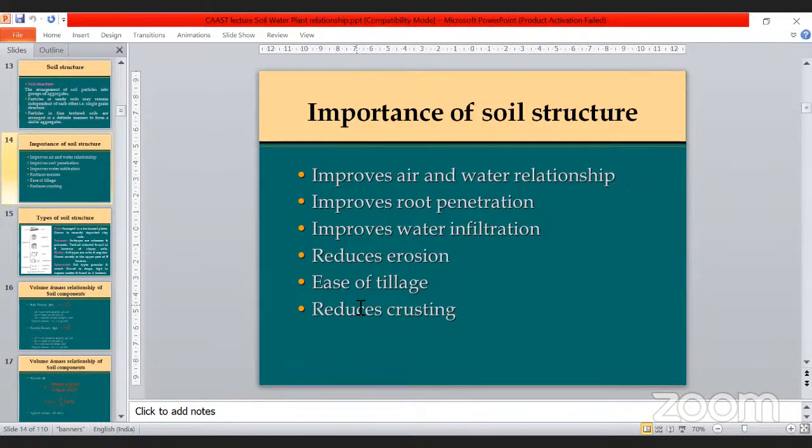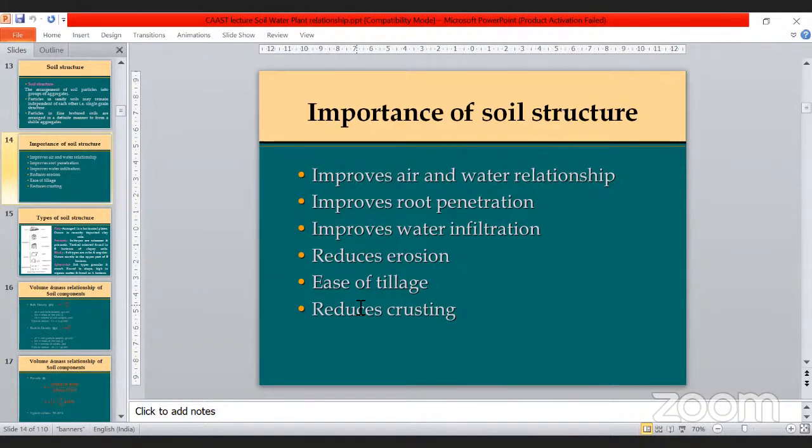It improves root penetration, how fast or how well the roots can penetrate. For example, in clay soil it is hard for roots to go into the deeper layers, but in light soil they go deeper, yet there is no water and nutrients. That is why loam structure is considered prominent and effective for controlling all the soil water relationship. Soil structure improves infiltration, reduces erosion, and eases tillage, because clay soil requires more power to cut when it is dried. Light soil doesn't require much pressure, but it doesn't have a large top soil layer to support your nutrients.